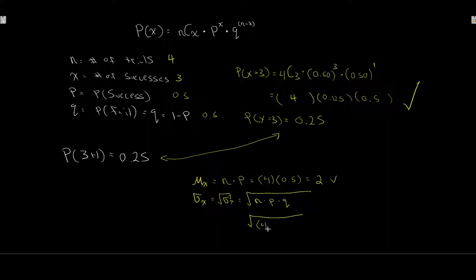What does that work out to for us then? Well, 4 trials, 50% chance that we get it right, and 50% chance that we fail. So 4 times 0.5 is 2. 2 times 0.5 is 1. We get the square root of 1. Square root of 1 is 1. So 1 heads, 2 heads. Hey, this is again exactly what we worked out before. A little bit of an easier process than doing that summation of square deviations from the mean times the probability of x. All right, that took a lot longer to work through.